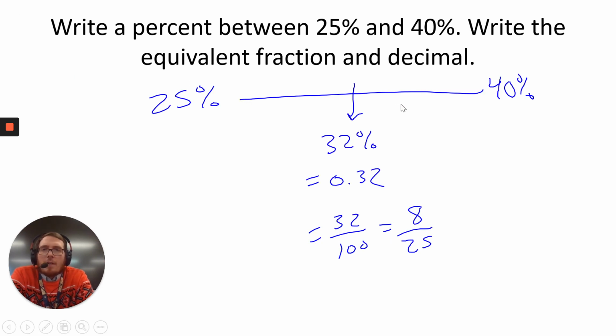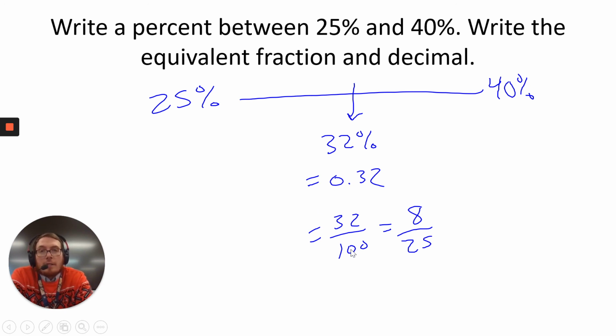Next question says to find a percent between 25% and 40%. So just pick a number between 25 and 40. I pick 32%. And it says write the equivalent fraction and decimal. I tend to do the decimal first, just because you move the decimal back 2 spots, and that's 0.32. And then 32% is 32 out of 100.